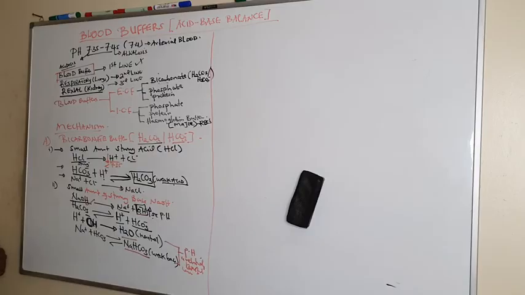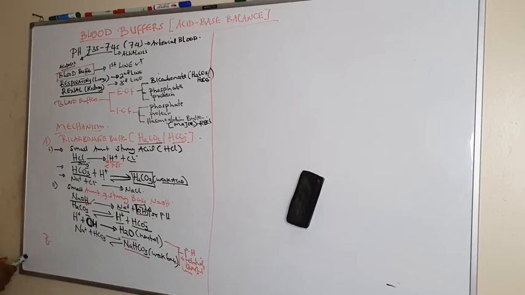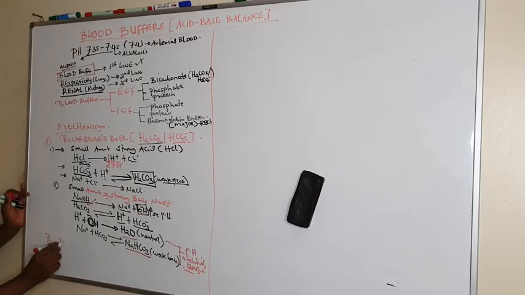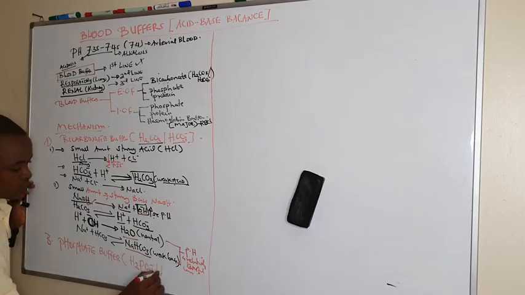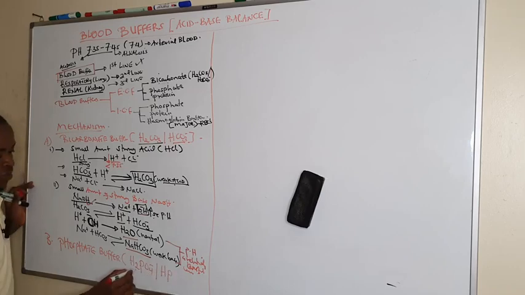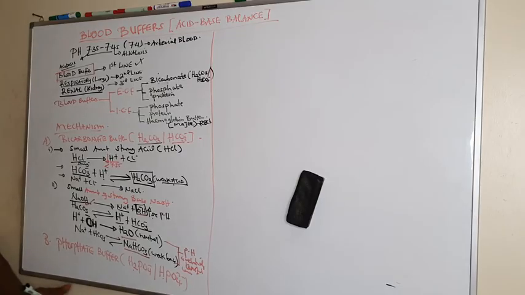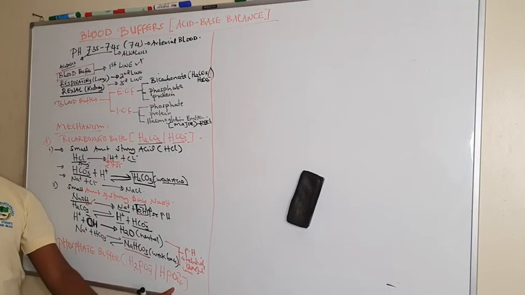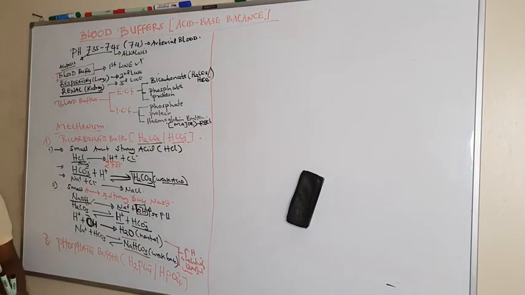After looking at this, we can also discuss another important buffer in the body, which is the phosphate buffer. This phosphate buffer contains the acid, and it contains the conjugate base. These are dihydrogen phosphate and monohydrogen phosphate. So this is a buffer having a weak acid and a conjugate base, the way we were having here, a weak acid and a conjugate base.